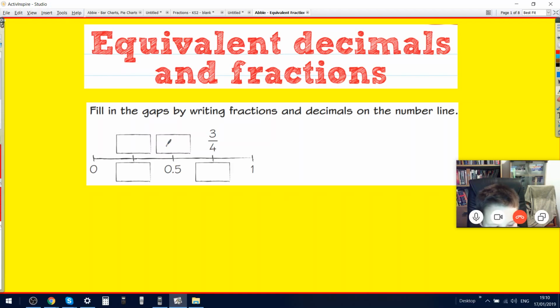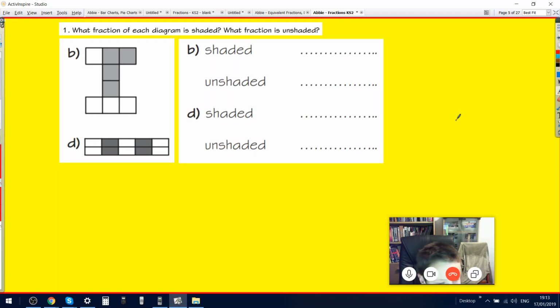Any idea what would go in the box on the top there, or any of those boxes? It says 0.5. Maybe. Do you know what fraction is the same as 0.5? No, I think I'm. What fraction is not shaded? Okay.